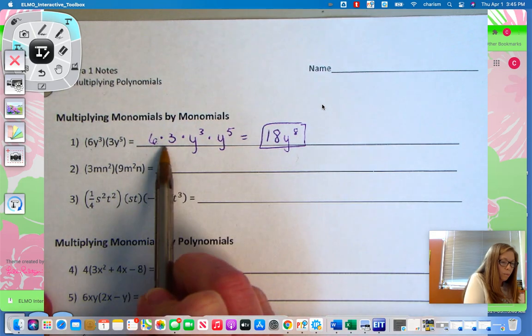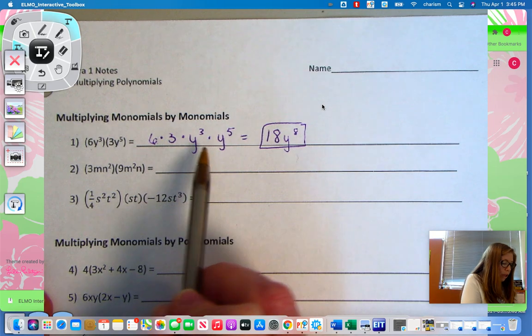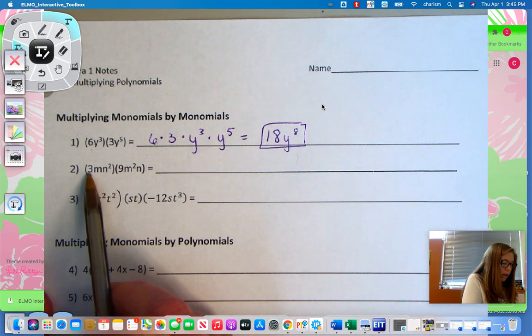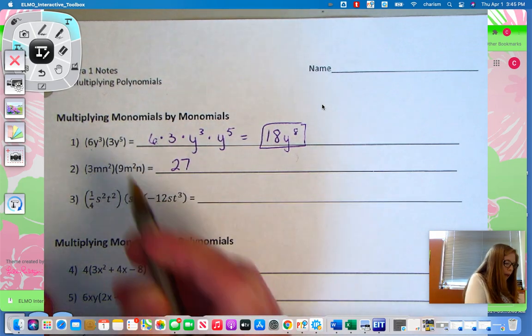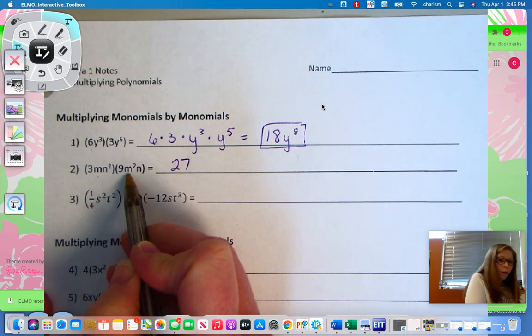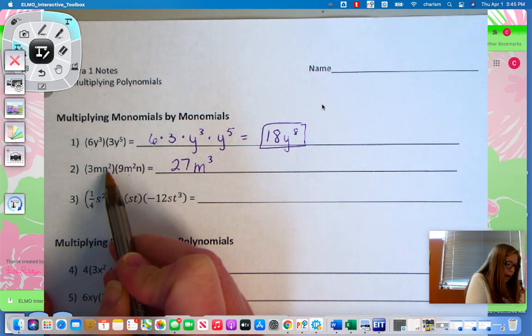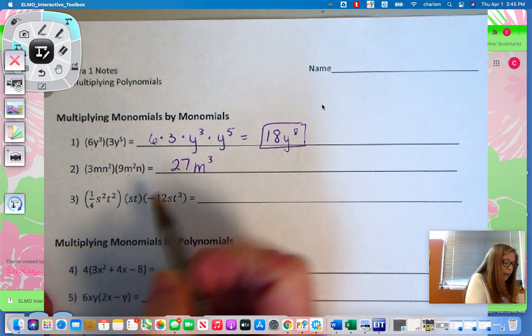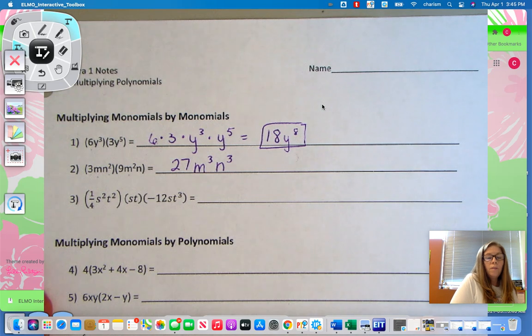Now, if it helps you to rewrite them out, you can, or maybe you've gotten pretty good at this and you can look at this and you can say, okay, I know 3 times 9 is 27. And m times m squared, you're adding, so there are 3 m's there, m to the third power. And n squared times n is n to the third power. All right. Now, if I go too fast for you, you can pause this video at any time. You can back it up and look at what I did again.